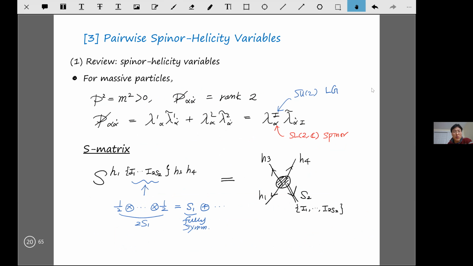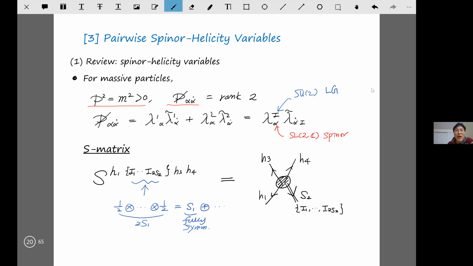So for a massive particle, in passing, because p squared is not 0, p slash is rank 2. You have 2 linearly independent eigenvectors. So p slash therefore should be written as 2 factors of lambda tilde, and you can package them together by calling them 1, 2, as a sum over this I. And in fact, now the I indices are contracted. In fact, this I index is nothing but the SU2 little group index. And then on top of that, you have alpha prime, which is the SL2C spinor index.